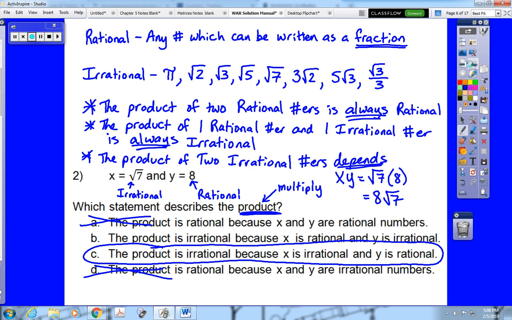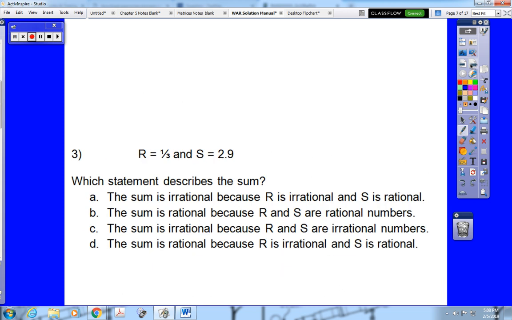The next question is very similar, but it says sum instead of product. So let's give the computer a minute here to change the page. All right. So here we have r is 1/3 and s is 2.9. Those are both rational numbers. Okay, this is another number theory question, but now we're talking about sum. So it's asking for r plus s.